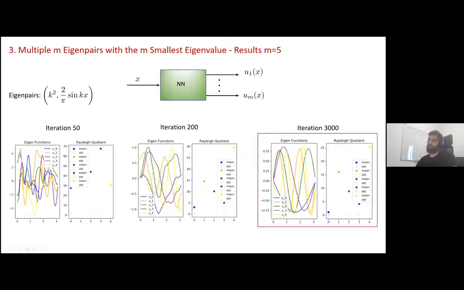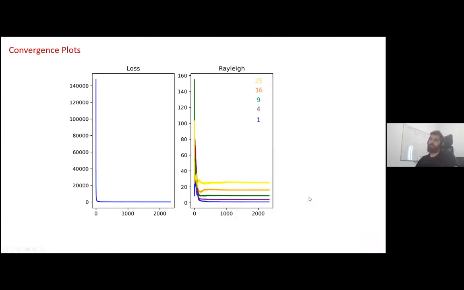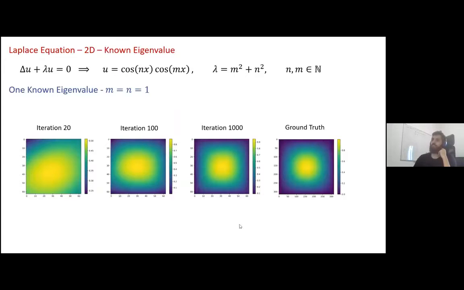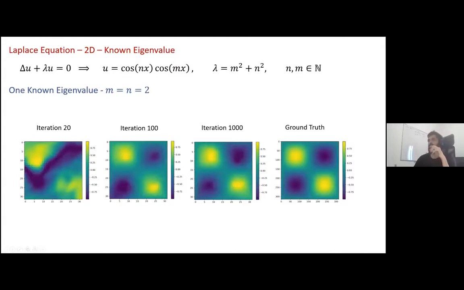We can also generalize this to more. This is, for example, m equals 5, with this very high frequency function. If we look at the Rayleigh quotient, we can see its convergence. In the beginning it oscillates a lot, and then it converges to these k-squared values, just like expected. We also generalize this for two-dimensional problems. We can see this low frequency convergence. It's able to fit these quite nicely, and also these high frequency functions as well.